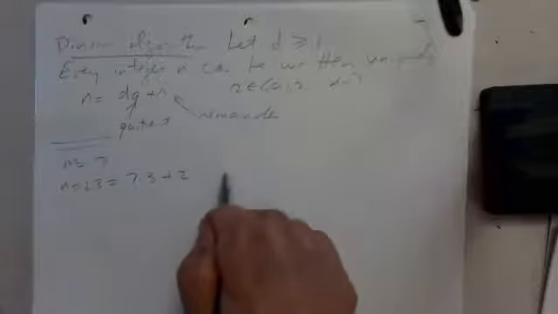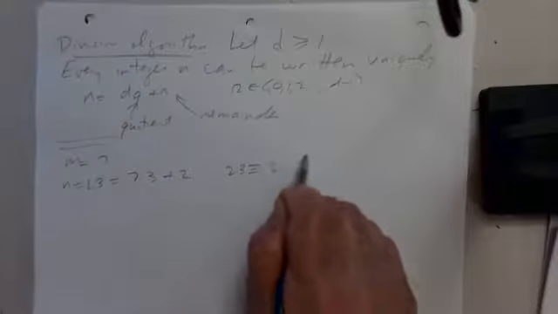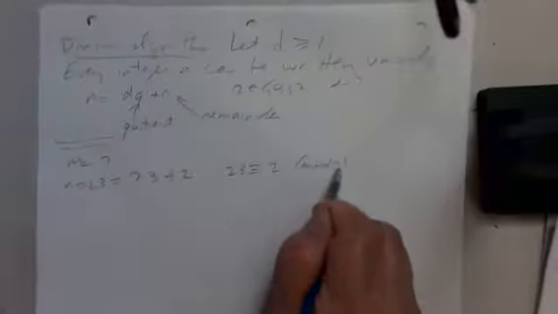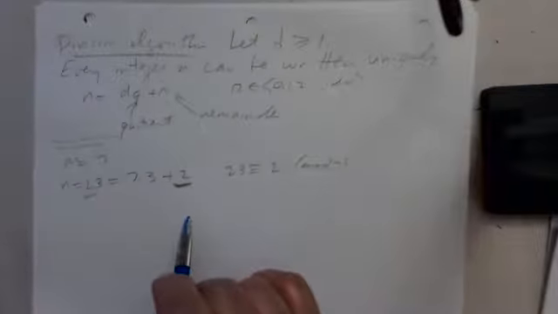So suppose I take m equals 7, and I take the number n equal 23. So 23 is 7 times 3 plus 2. So 23 is congruent to 2 mod 7. Because 23 minus 2, sorry, I was thinking about it backwards. Makes sense.